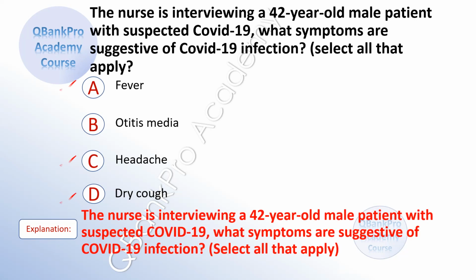The correct answer is fever, headache, and dry cough. Explanation. On the exam, it is important to pay attention to the age of the patient. It may be a clue that will help you select the correct answer. Otitis media is not a typical presenting symptom in COVID-19 patients.